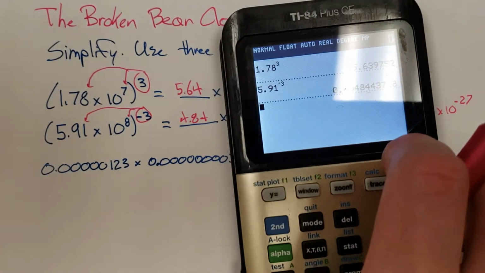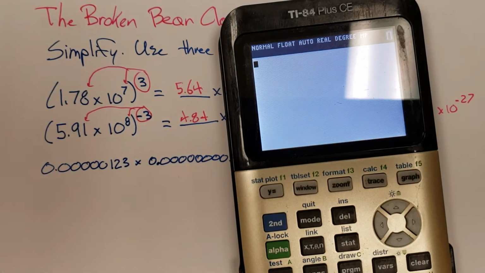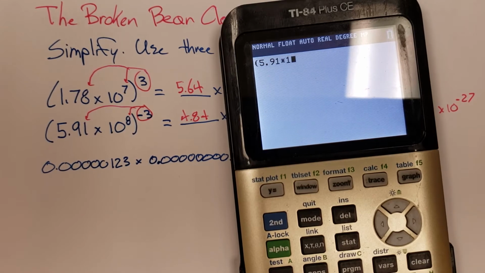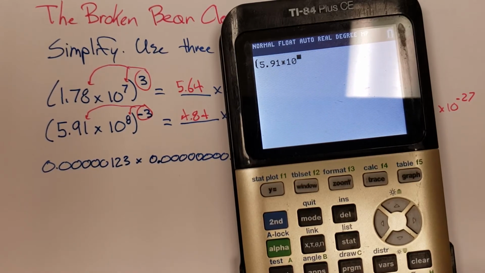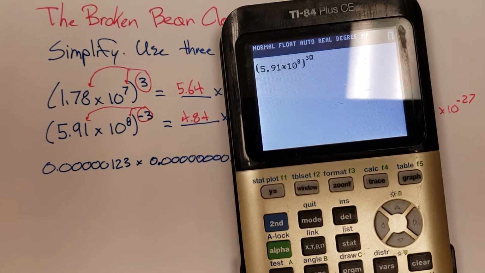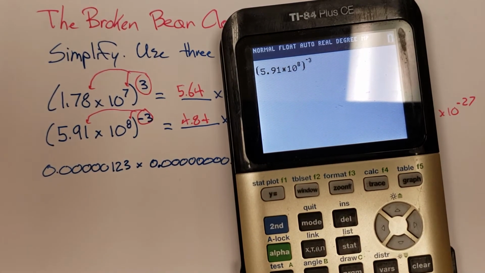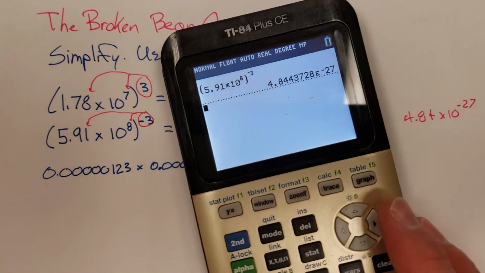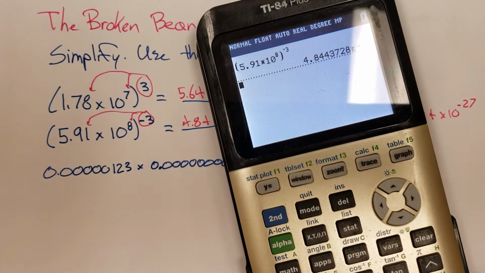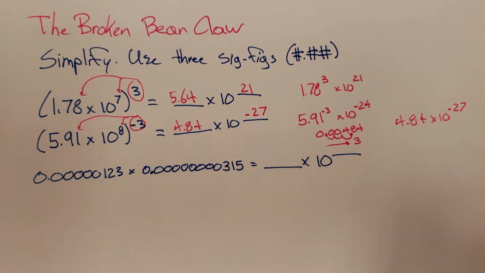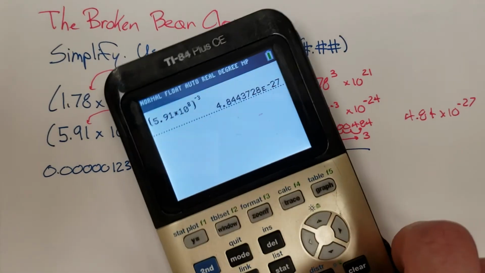Now, I don't know if I want to show you this, but you can try to do the whole thing at once in your calculator. Be very careful here. Let's try 5.91 times 10 to the power of 8, and then take that whole thing to the -3. Enter, please. There we go. 4.84 times 10 to the -27. Hey, look at that. I did it okay. Good job. But make sure you can do it by hand, and you can always double check with your calculator.